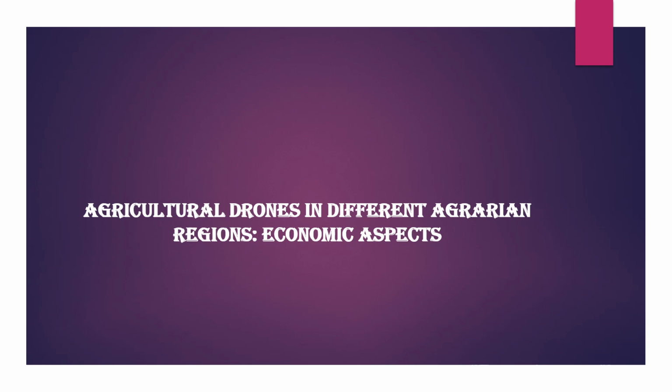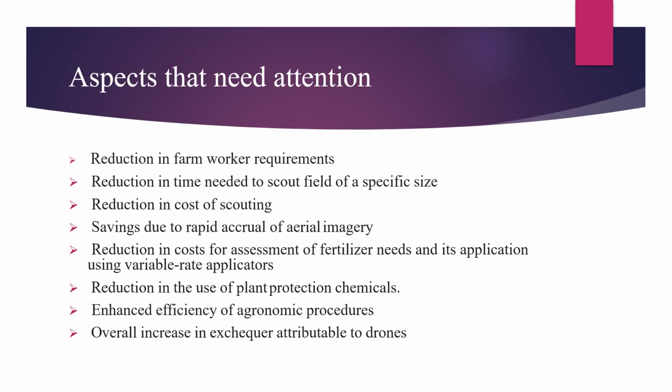In this video, we are going to discuss how agriculture drones are used in various agrarian regions in terms of economic aspects. Now let us discuss the various aspects that need attention. The first one is the reduction in farm worker requirements, and next there is a reduction in time needed for the specific size. The cost is reduced. The savings due to rapid aerial imagery are actually realized.